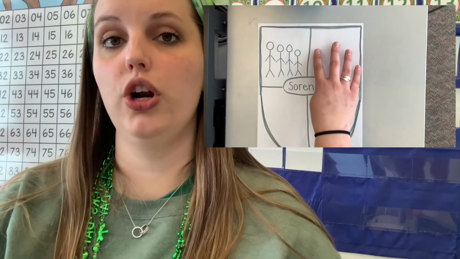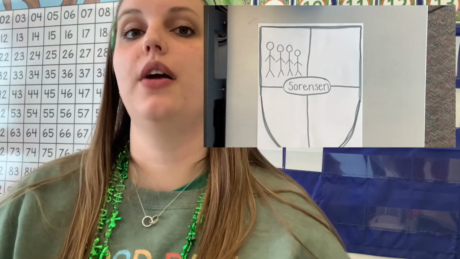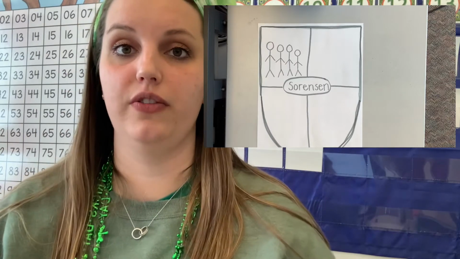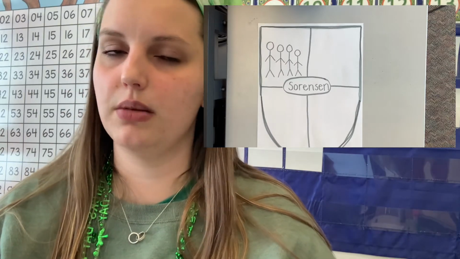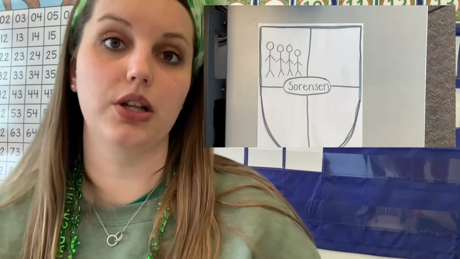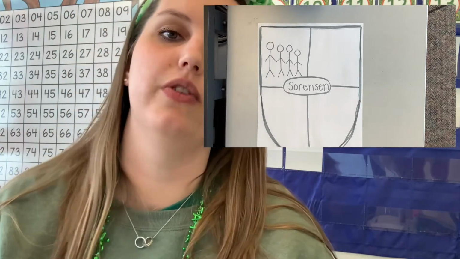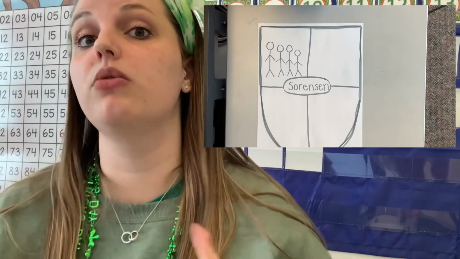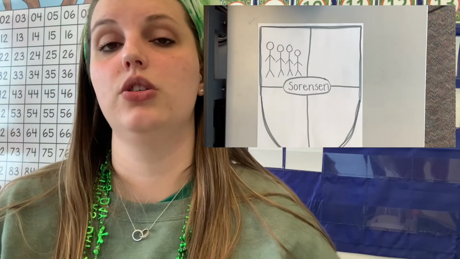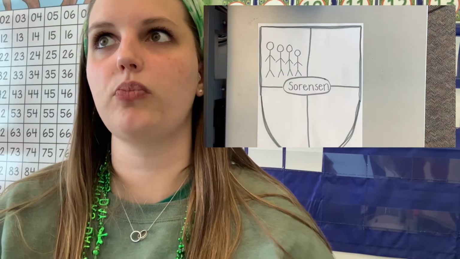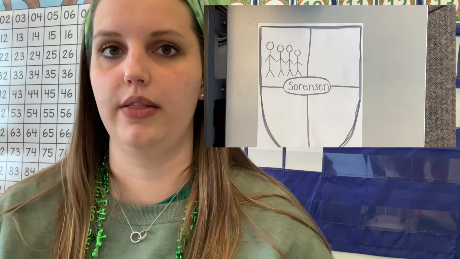In this corner, you're going to be drawing a picture of something that you like to do with your family. Now, this is not something you like to do and maybe your family's close by, like playing video games or watching a movie by yourself. No, this is something you like to do with your family. So you're choosing something that your family and you like to do together.